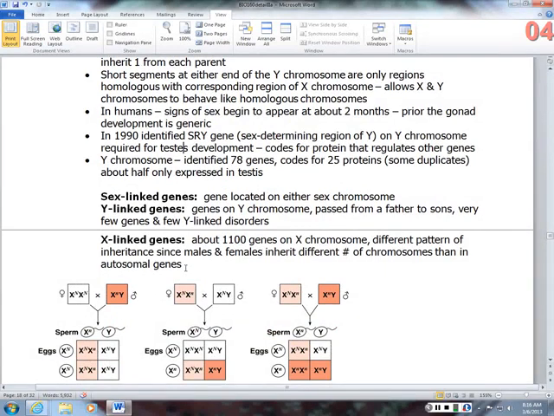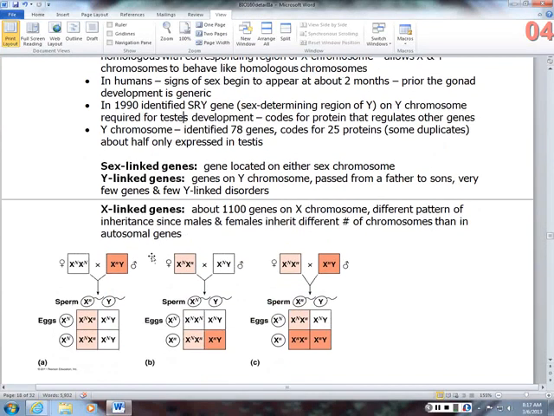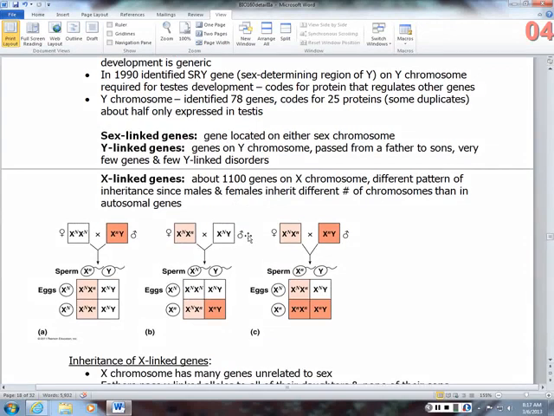So sex-linked genes are those located on either of the sex chromosomes. The Y-linked genes are going to be on the Y chromosome. They're going to be passed from the father to the son. No women get any Y-linked disorders. There's very few genes that are on there. That chromosome has so few genes that there is very few Y-linked disorders because of it.